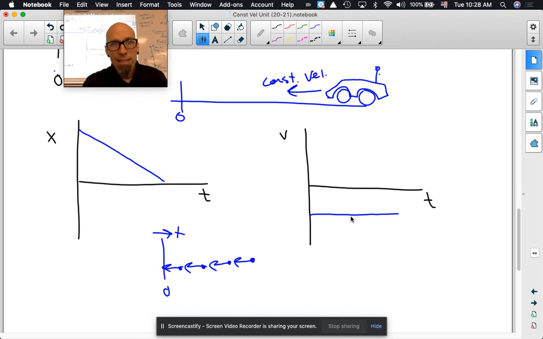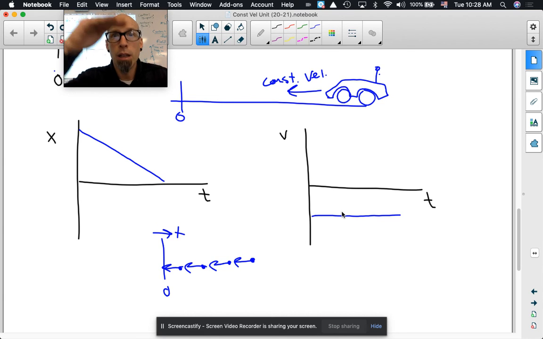It looks like the last one we did, only instead of it being up here in the positive, now it's down here in the negative. It's below the t-axis, below the zero, in the negative portion, and it's not getting bigger or smaller. It's staying the same the whole time. Hope that's making some sense.